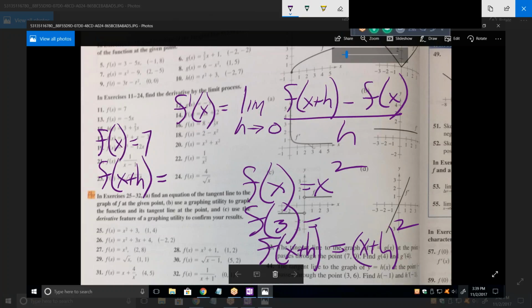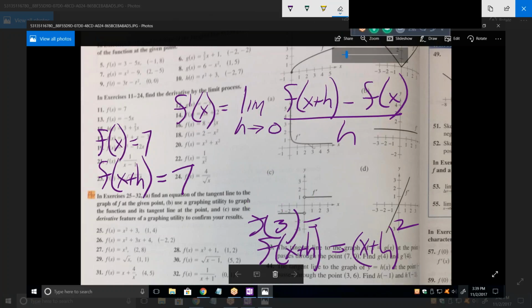So this one's a little strange in that there's no x. But you can still have y equals 7. That's just a horizontal line. So when I substitute h in for x, because there's no x, f of x plus h is still equal to 7. So it's a bit of a trick question.